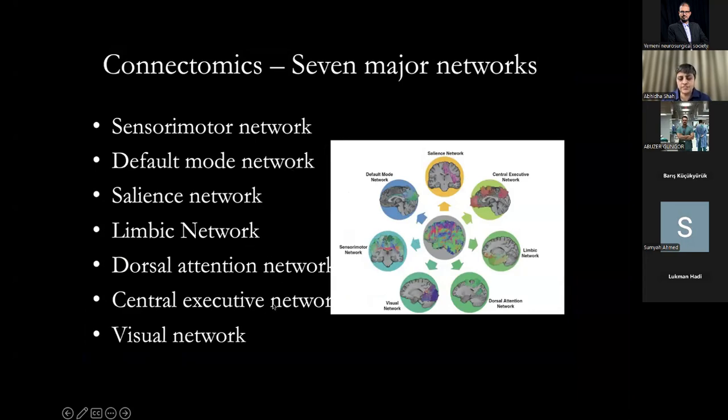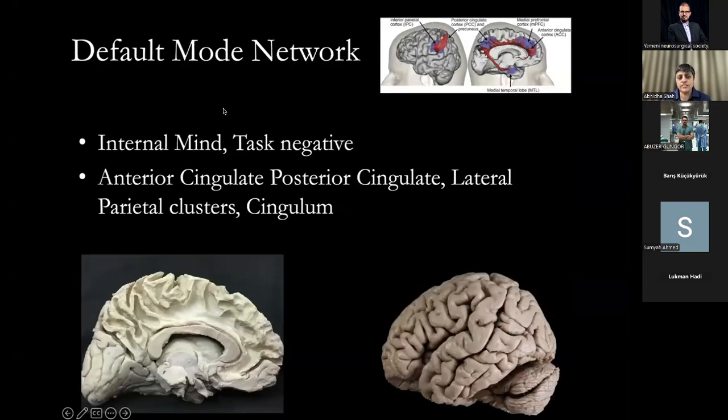And of course, there are many other networks. So these are the 7 networks. And also I will add language to this. So let's quickly look at the networks. So this is how we are looking at the function of the brain, of both the cortex and the subcortical network. So this is the default mode network. And the cortical structures involved are the anterior and posterior cingulate, the lateral parietal clusters, and the white fiber that is responsible for this network is the cingulum, which you see here on the medial aspect of the hemisphere.